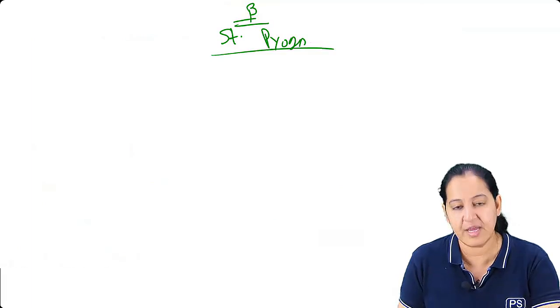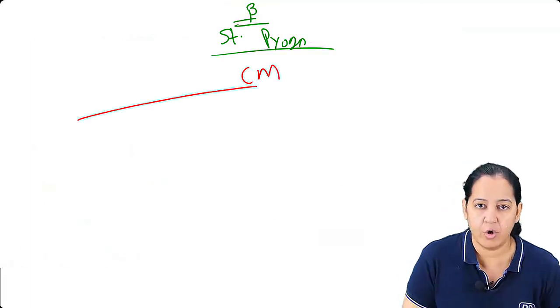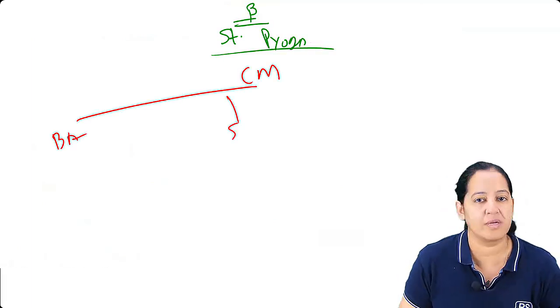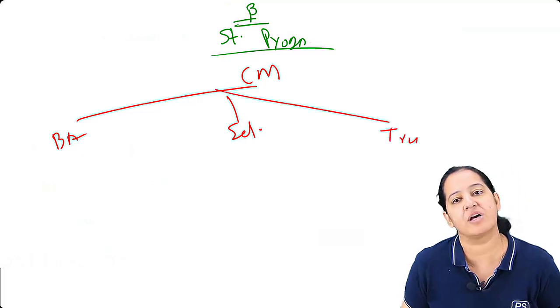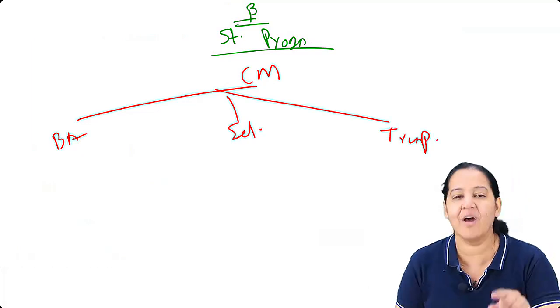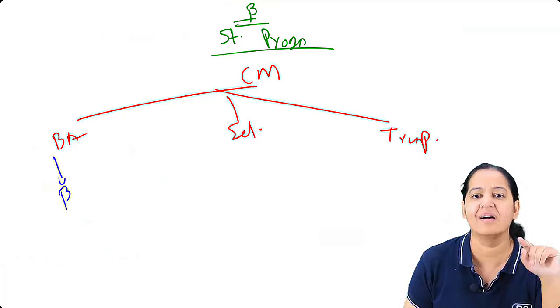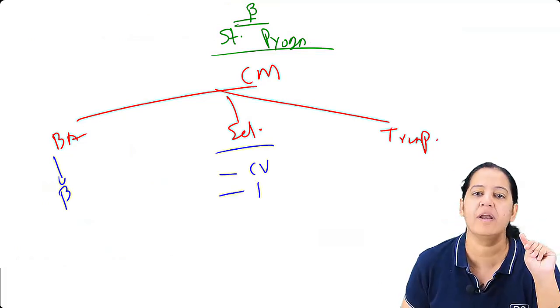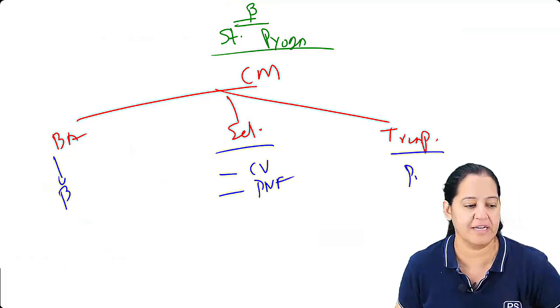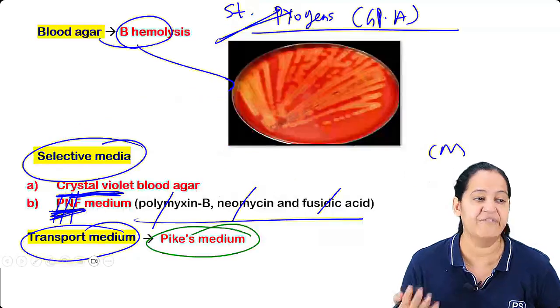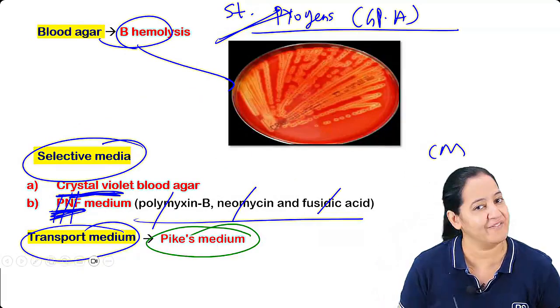For this I taught you the 3 culture media. I taught you what happened on blood agar. You tell me, what is the selective media? What is the transport media? On blood agar, obviously it's beta hemolysis. In selective media I told you 2 names: crystal violet and PNF. And in transport media, learn it's Pike's. I'm making many efforts so that you learn in the class itself. We are done with the culture media.